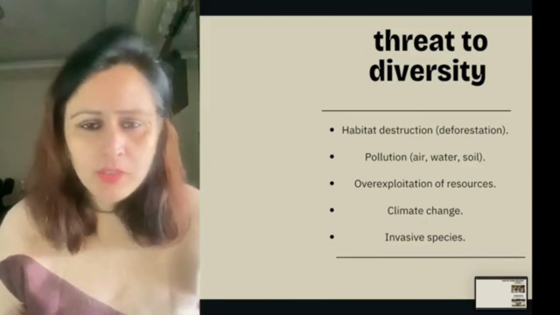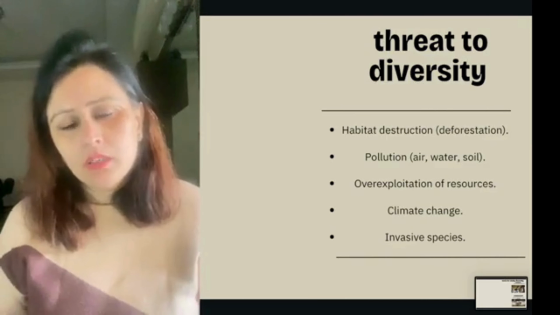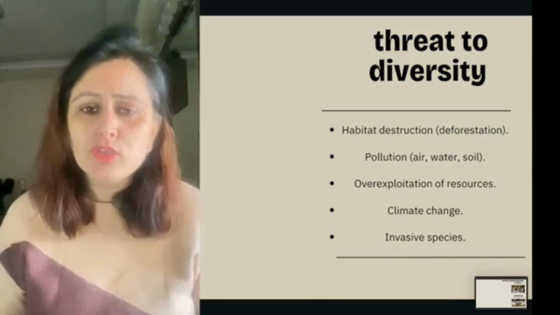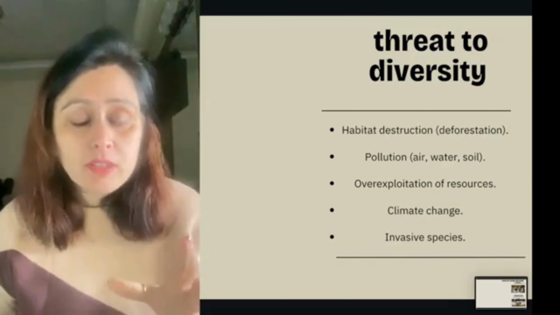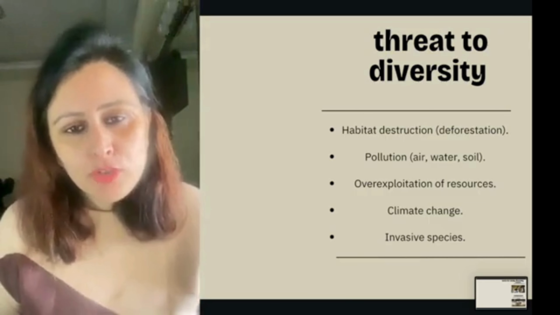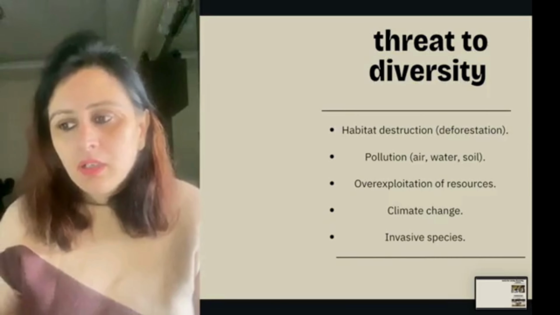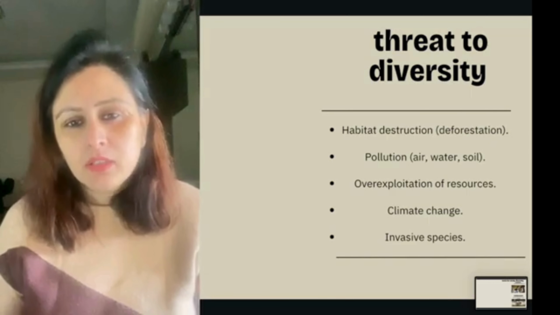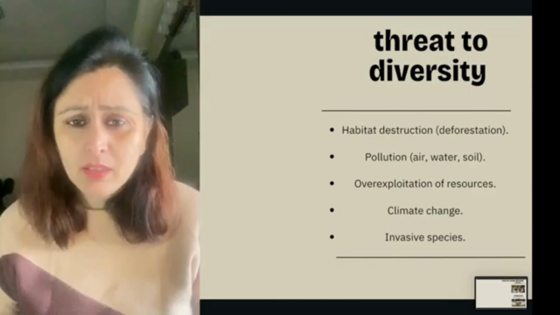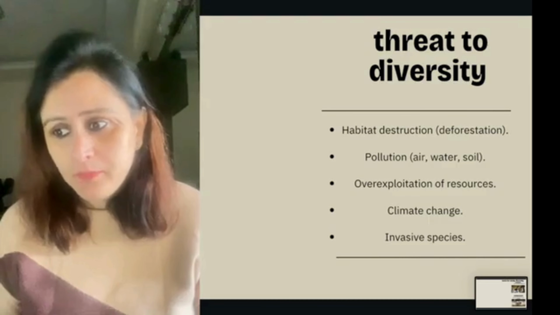Pollution of air, water, soil, all these things, is definitely one of the major causes for the diversity being under threat. So pollution से क्या होता है? With this pollution, what happens? The adverse effects of these chemicals, which are there on the plants as well as the animals, result in the destruction of the species that live there.